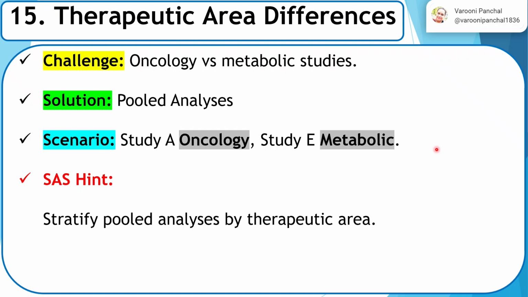It depends on whether the therapeutic area is the same across all 12 individual studies, or different. So this should be the first question: for those 12 individual studies which I am going to combine into one ISS and ISE study, are the therapeutic areas the same or different? Then only your life will become easy. If the therapeutic area is the same across all 12 individual studies, your life is going to be easy.